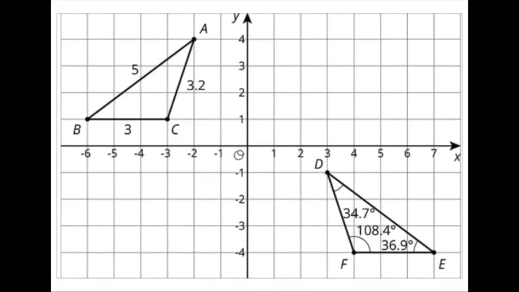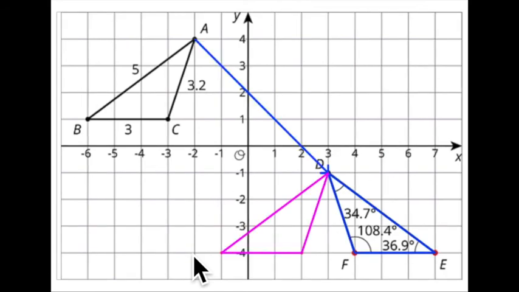This is problem number 6 from lesson 3. It says, show that these two triangles are congruent and then find the missing measurements. So the missing side lengths of this triangle and the missing angles of this triangle. Well, to show that they're congruent, you can take them through a series of rigid transformations. So one is a translation. So translate this triangle down so that A maps to D.